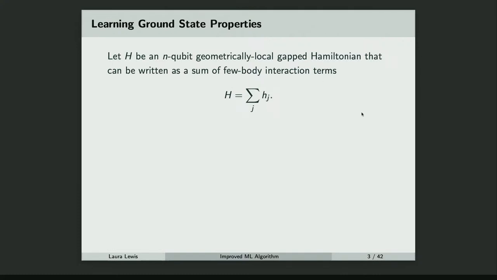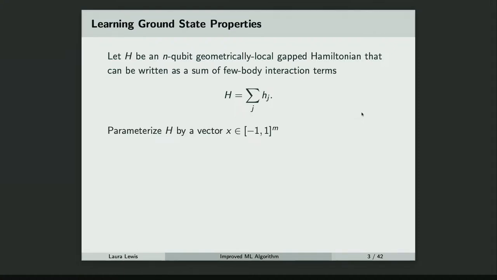So what about in our setting? How does it translate? In our setting, we consider some Hamiltonian on N qubits that's geometrically local and gapped. It can be written as a sum of interaction terms, where each of these h_j are local, geometrically local terms. By local here, I mean they only act on a few qubits. And geometrically local means that these qubits also have to be nearby by some distance metric. You can think of the qubits on some lattice, and then you use a standard distance to say they're nearby.